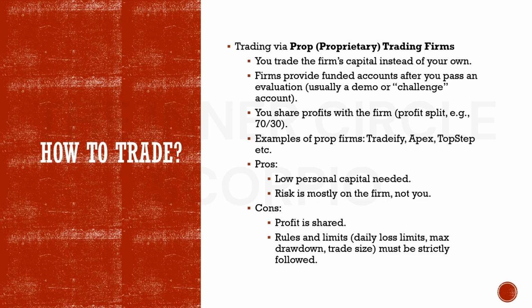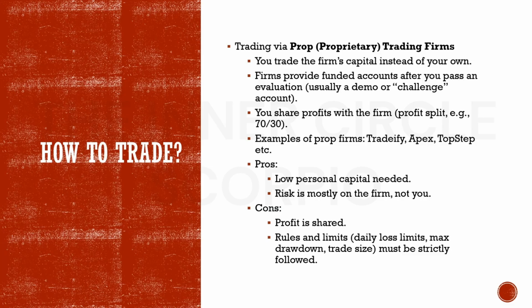For example, if you go to Apex, you buy an account for $100, and if you pass the challenge, you have to pay $150 again to get a live account where you will trade again and then get a payout. That payout is split like 70-30, 80-20, or 90-10 based on each prop firm. Examples are Tradify, Apex, and Topstep, all of which I have tried. I have been trading Apex and Tradify. I used to trade Topstep as well, but I like Tradify the most.